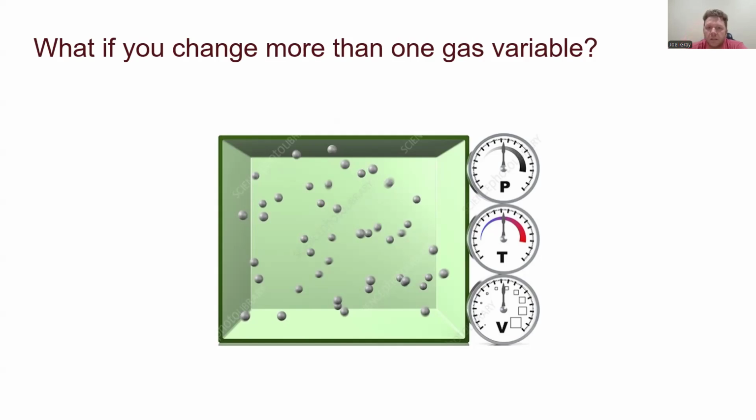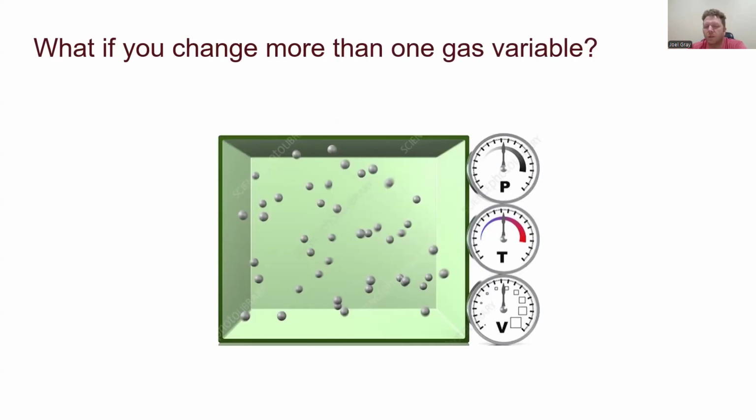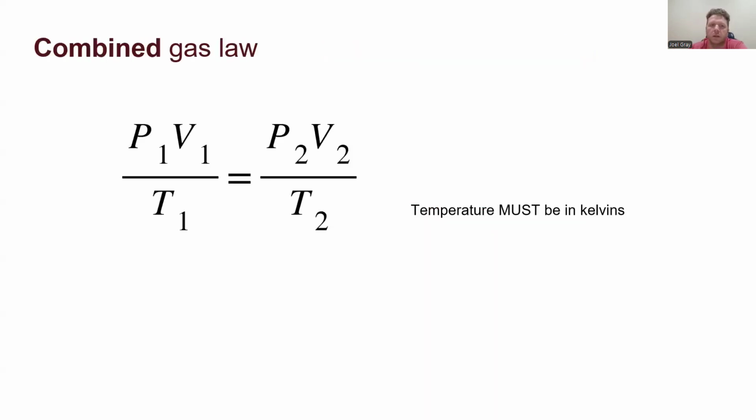All of these equations are relationships between two variables. We're changing one and seeing the impact on the other, while the other two variables are held constant. But that's not always what takes place. Instead, quite often we have more than one gas variable that changes. So what we have is what is known as the combined gas law. In the combined gas law, we take pressure, volume, and temperature, and set up an equation for our initial pressure, temperature, and volume, and equate that to a final pressure, temperature, and volume.